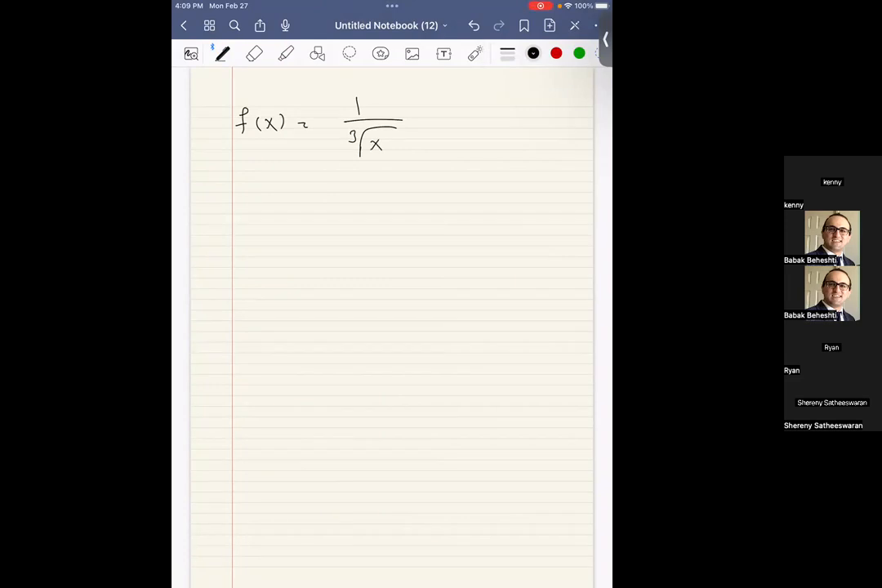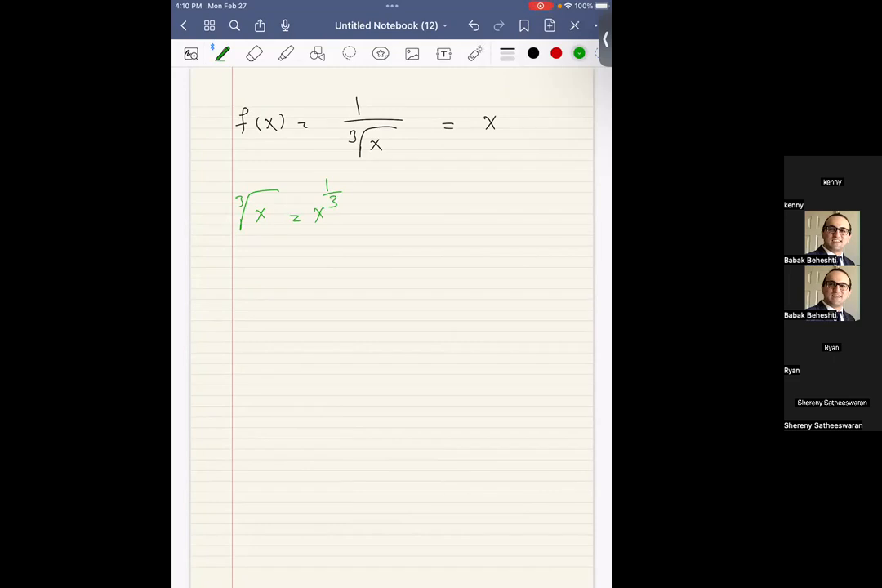How can I write this as a power of x? Can you tell me? If I want to write it as x to the power something, what would it be? Let me think. First of all, the third root of x is x to the power 1 over 3, right? Yeah. But you have it in the denominator.